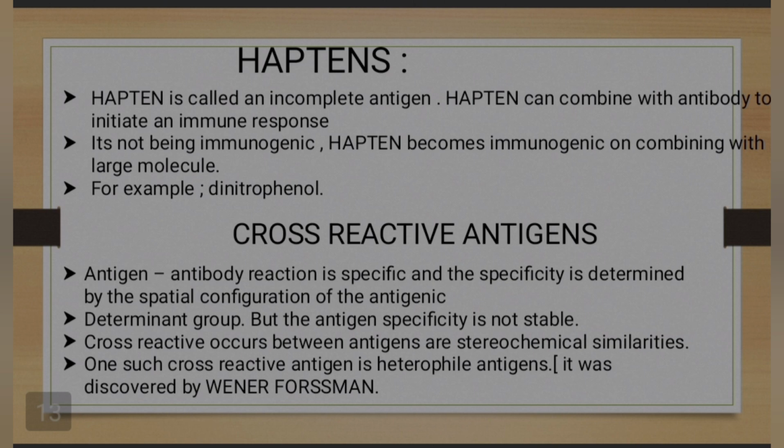Another one is cross reactive antigen. What are cross reactive antigens? That means the antigen and antibody cross react with each other. It is determined by the partial configuration of the antigenic determinant group, but the antigen specificity is not stable. It will cross react between antigens with stereochemical similarities. One such cross reactive antigen is the heterophile antigen. This heterophile antigen was discovered by Forssman.